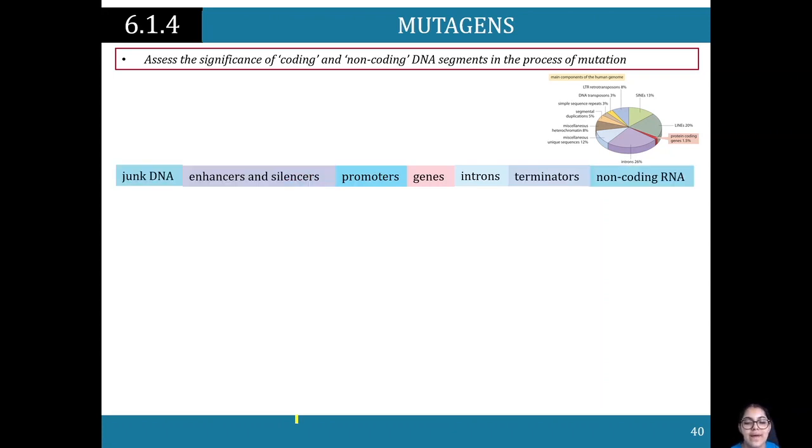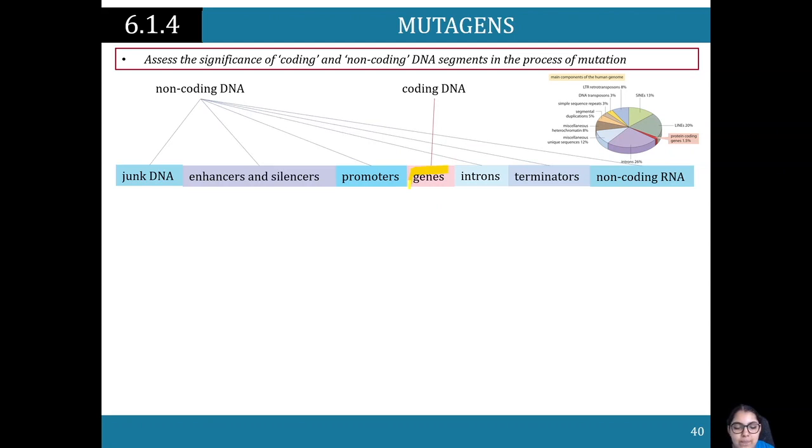Now we're going to look at the significance of coding versus non-coding sections of the DNA. So remember, not all of the DNA codes for proteins, my bad. What we have here is that coding DNA is in fact a very small part of the overall DNA. A very small part of DNA codes for genes. Very, very small. That's our coding DNA.